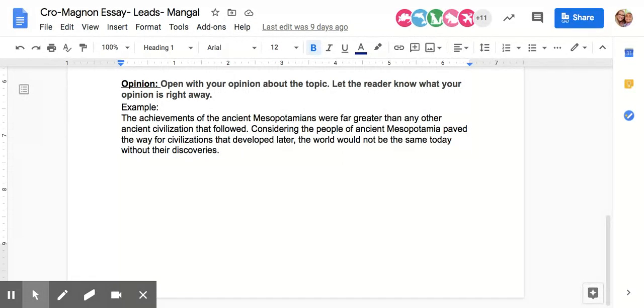That's a beautiful lead. I love that lead right there. That would definitely hook me. I would want to know, well, what achievements? I want to read on. I want to see why they were so much more superior than all of the other civilizations to follow. And do I agree with that statement? So I love this one right here. You might want to express your personal opinion without saying, my opinion is, or I believe. You're more making a statement. So notice how they didn't say, I believe the achievements. They just said it like it was a fact. The achievements of the ancient Mesopotamians were far greater.